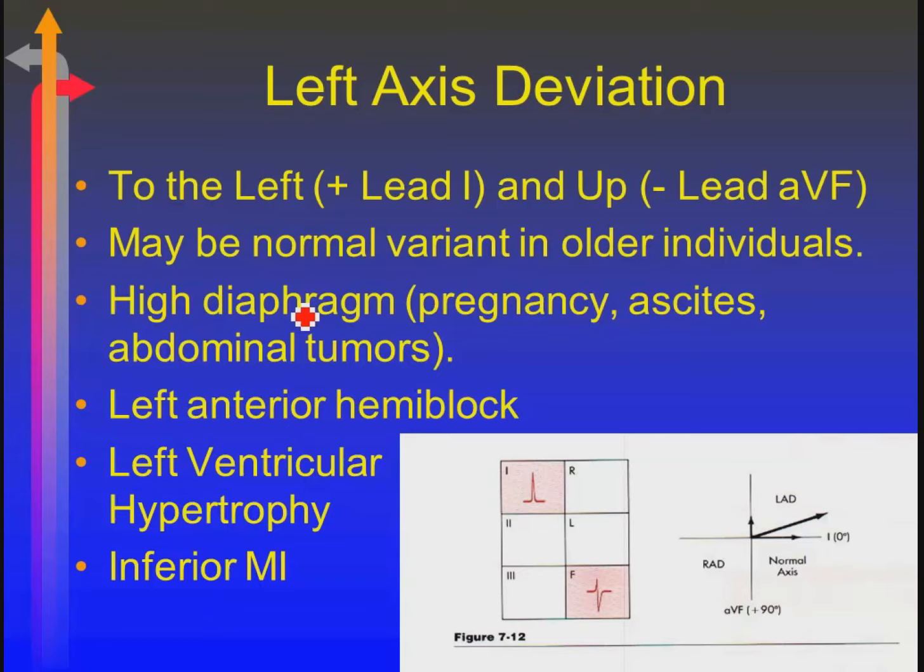And this could be just simply because the diaphragm is shifting the heart upward. Pregnancy, ascites. Could also be because of a left block. A block is going to pull it in its direction. Left ventricular hypertrophy, or an inferior wall MI. Remember, the inferior wall is fed by the right side, the right coronary artery. So that's often that right side is what it's picked up on.